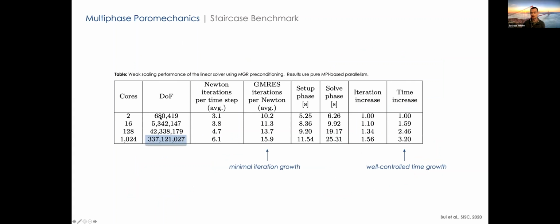To show you how that worked, we began with a model that had 680,000 degrees of freedom, and we ran it on 2 cores of one of our machines. And then we refined and refined, and we added more cores. So this is a weak scaling study. But you can see that we can actually pretty handily run problems with hundreds of millions of degrees of freedom, and we can solve them in pretty reasonable times.